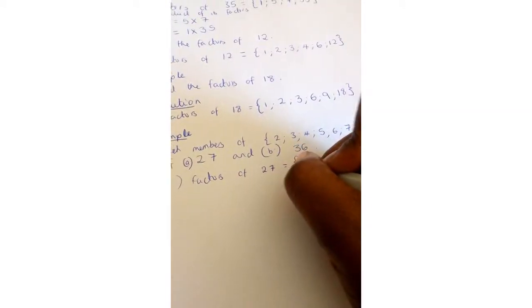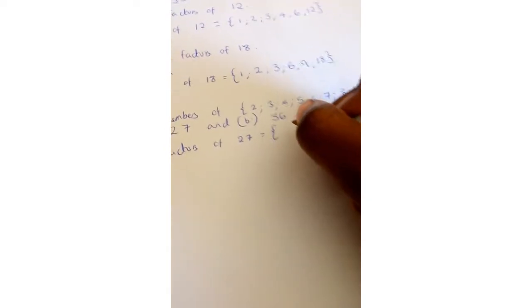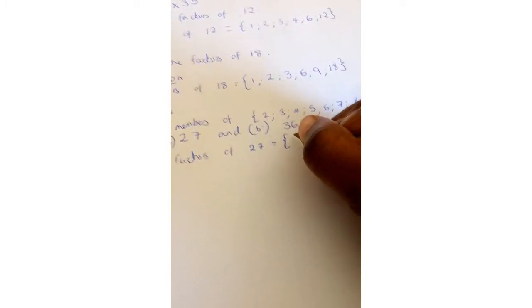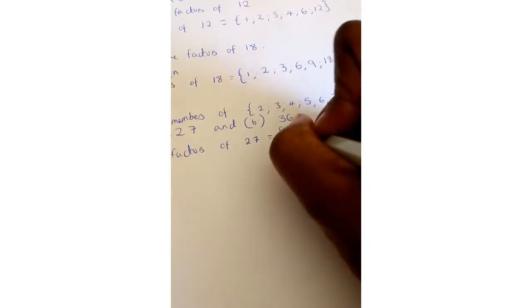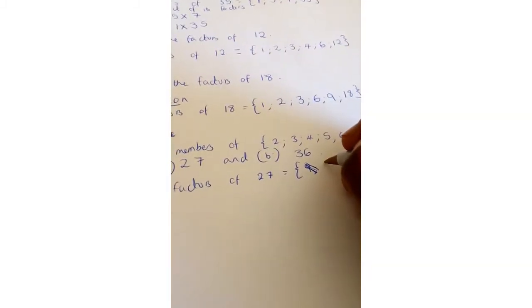Is 2 a factor? No, 2 into 27 leaves a remainder. Is 3 a factor? 3 into 27, it's 9. Yes, it is a factor. Is 4 a factor? Nope, 4 is not a factor. It leaves the remainder 1. Is 5 a factor? Oh, 3 is a factor. 3 into 27 is 9, so 3 is a factor.